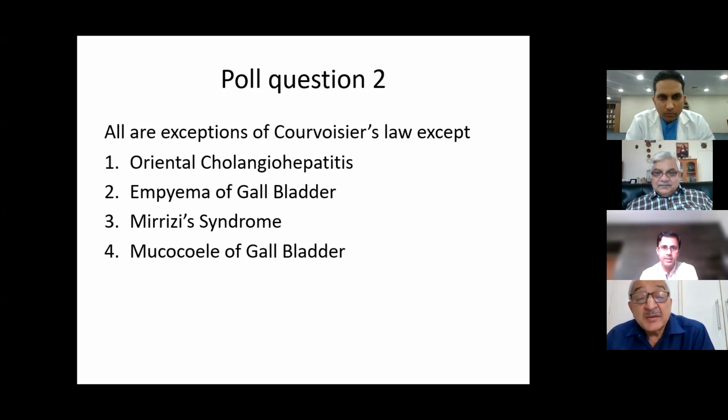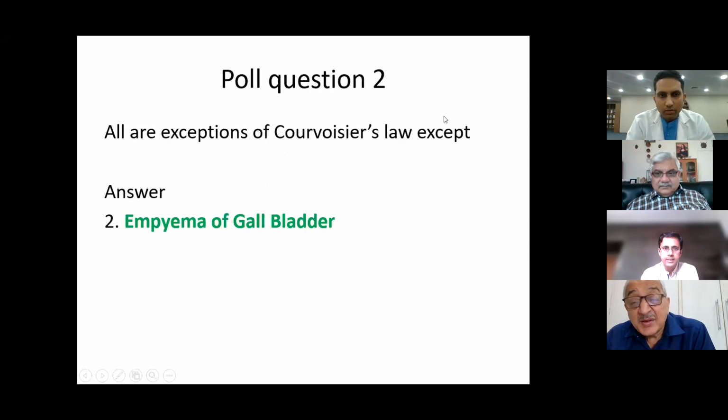For the poll result, the audience is around 50-50 between oriental cholangiohepatitis and empyema of gallbladder. So this is the end of the poll and our answer is: empyema of gallbladder will not have it, so all are exceptions except empyema of gallbladder.